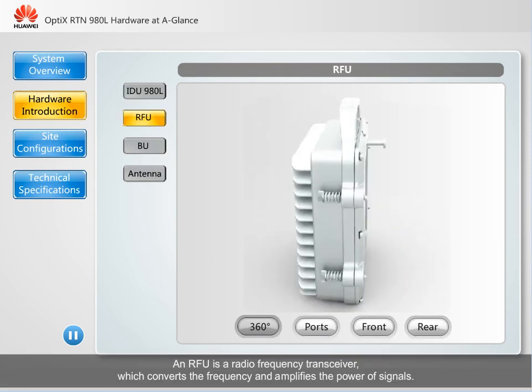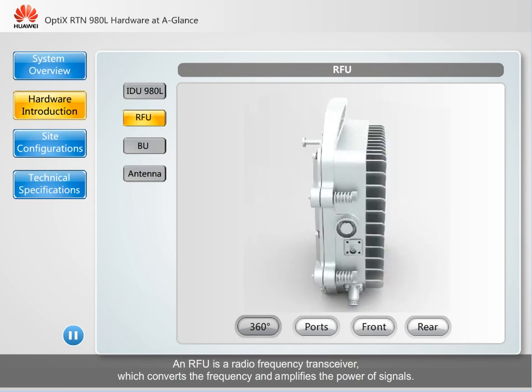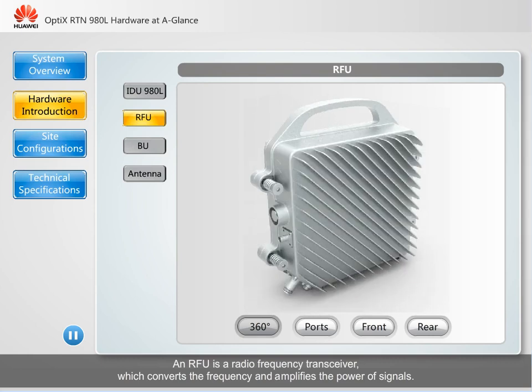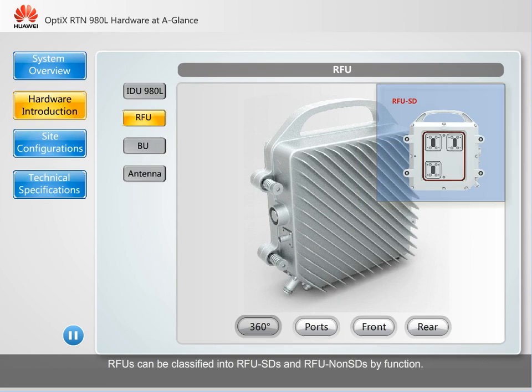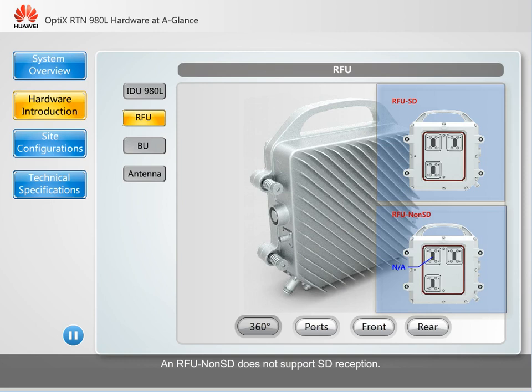An RFU is a radio frequency transceiver which converts the frequency and amplifies the power of signals. RFUs can be classified into RFU SDs and RFU non-SDs by function. An RFU SD supports SD reception and IF combination. An RFU non-SD does not support SD reception.